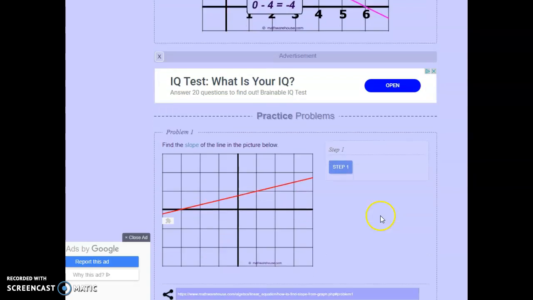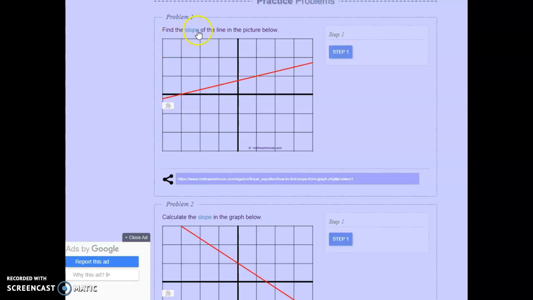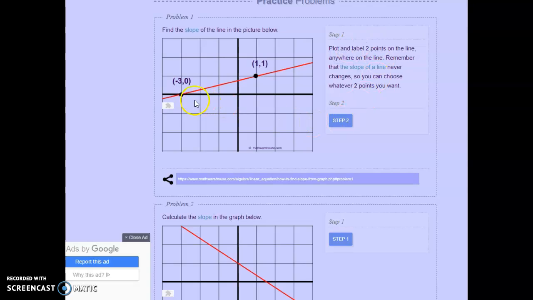Okay, here's an example. And when you click the link for this, you can do this too. So we're going to find the slope of this line, and the first step is to find 2 points on the line. So you click step 1, and they found 2 points on the line for you. Now this is going to be positive slope because from left to right, I'm going up. It's up, so it's positive.